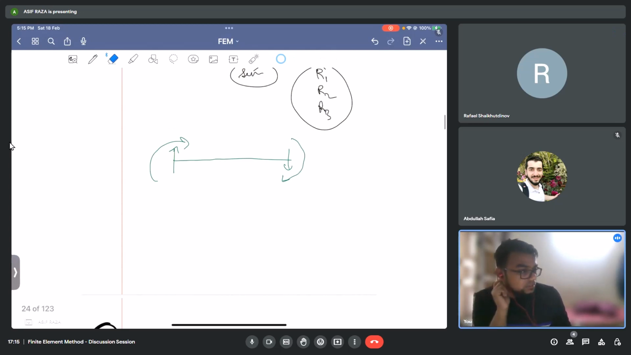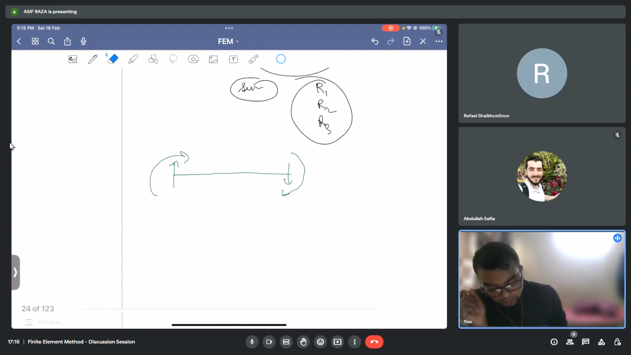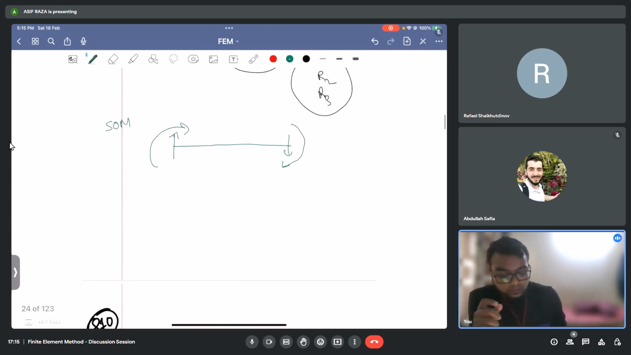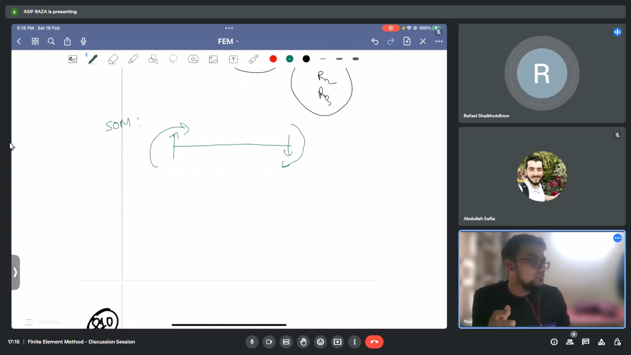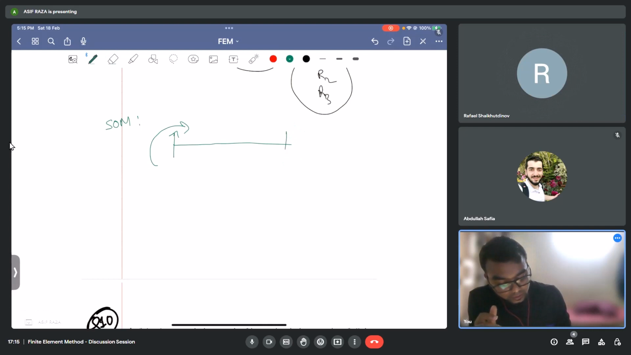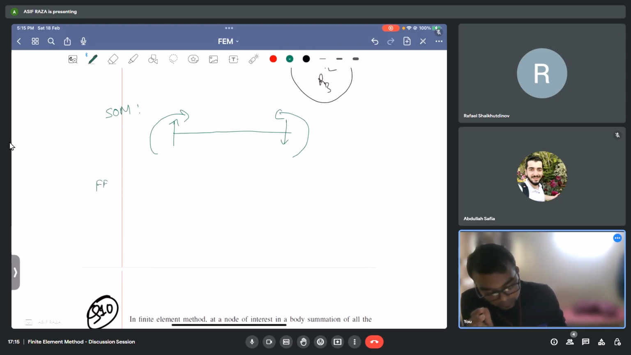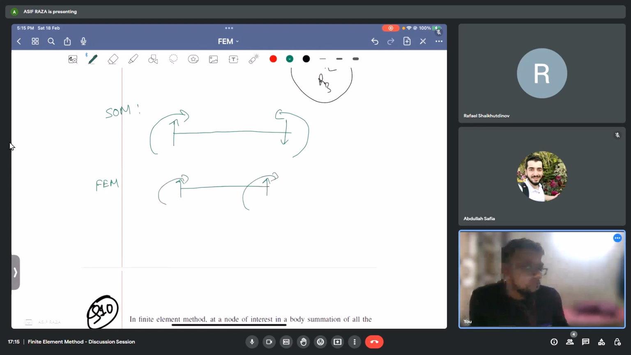this is what is there in SOM, if I'm correct, strength of materials. This is the sign convention. But in FEM, we take this, and this.